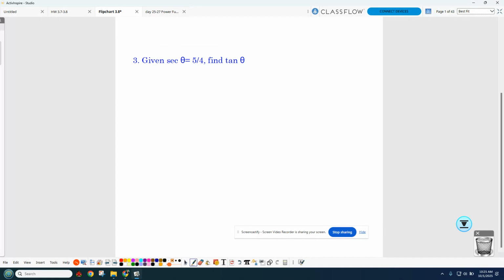Everyone did take the test? Okay. Do you guys remember how to do this from pre-calc? You do? If secant theta is 5 over 4, then cosine theta is 4 over 5. And using the Pythagorean theorem, you can find the third side, which is 3.